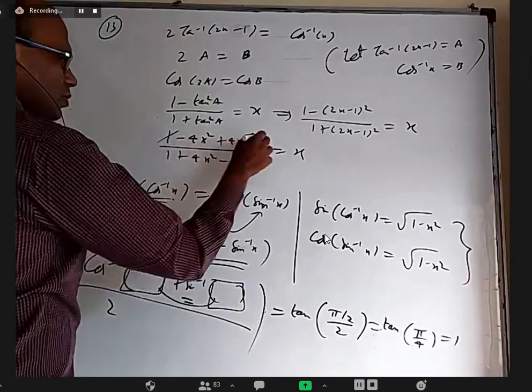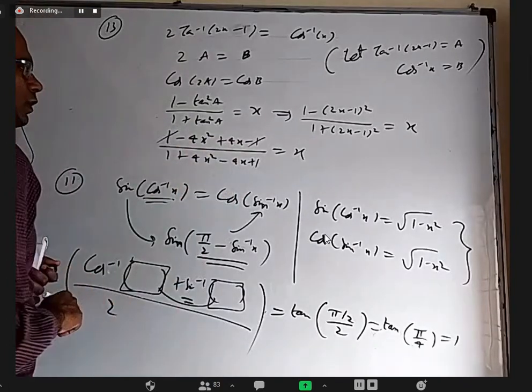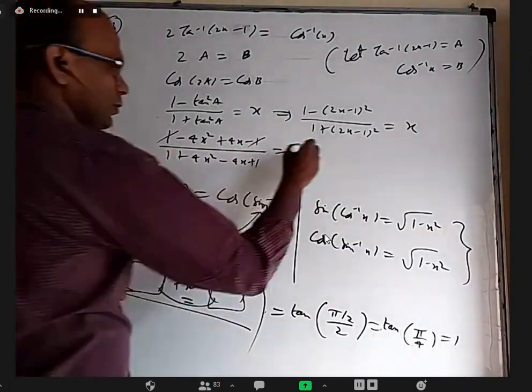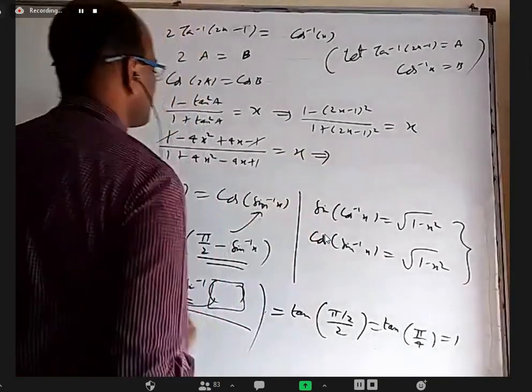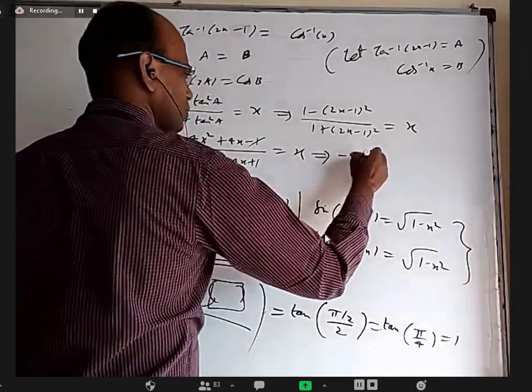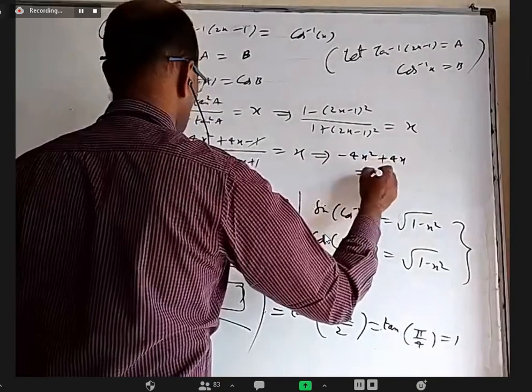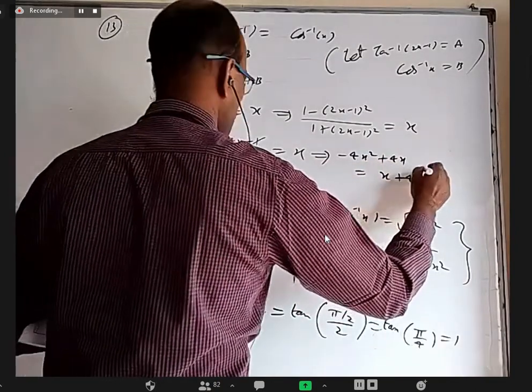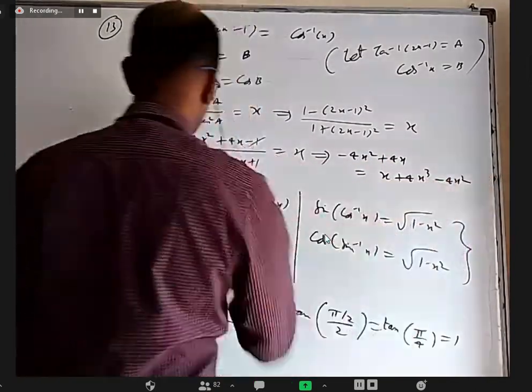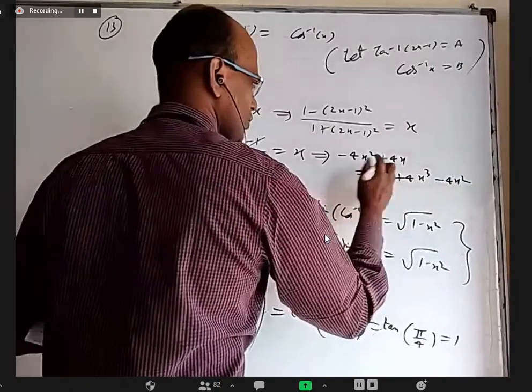Here we can cancel 1. I can even cancel 1 x, but let me do that later on. Minus 4x square plus 4x is equal to x plus 4x cube minus 4x square. 1 plus 1 is 2, so this is 2x.